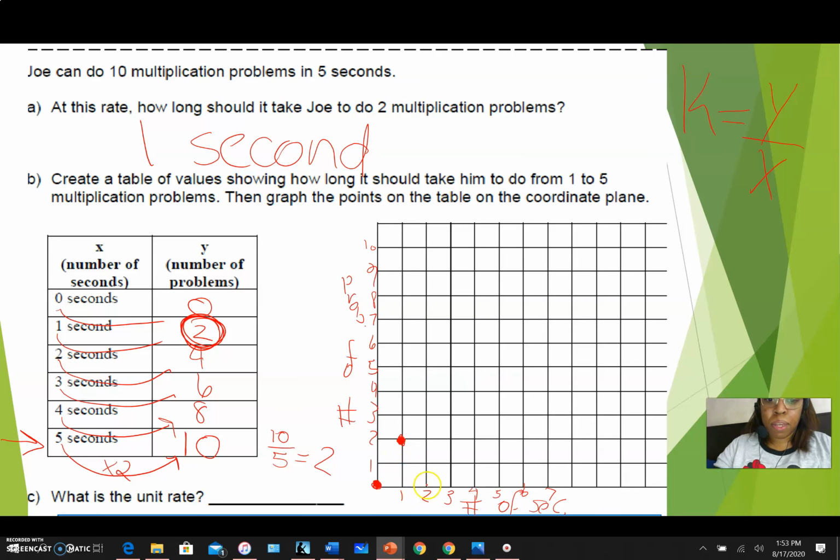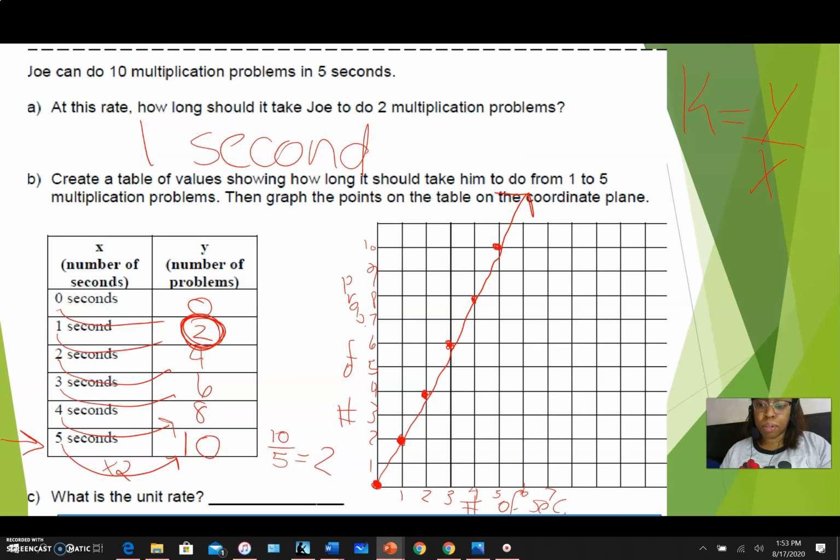We do the same thing. We go 2, 4; 3, 6; 4, 8; 5, 10. And once we have all of those, we just connect those dots. And I don't have a ruler, I'm freehanding it, so don't judge me. Thank you. Bingo. So, what do we know? We know this is a proportional table because our constant of proportionality is the same. Is our graph proportional? Yes, because it goes through the origin.